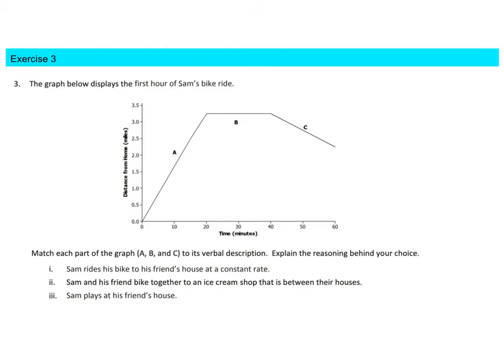All right, based on what we just did in the last example, I want you to try this here. It says the graph below displays the first hour of Sam's bike ride. Match the parts to the descriptions below. First one, Sam rides his bike to his friend's house at a constant rate. Second one, Sam and his friend bike together to an ice cream shop that is in between their houses. And the third one, Sam plays at his friend's house.